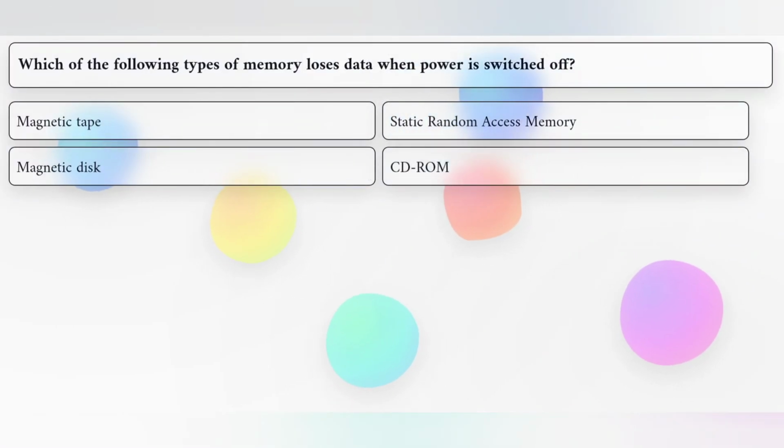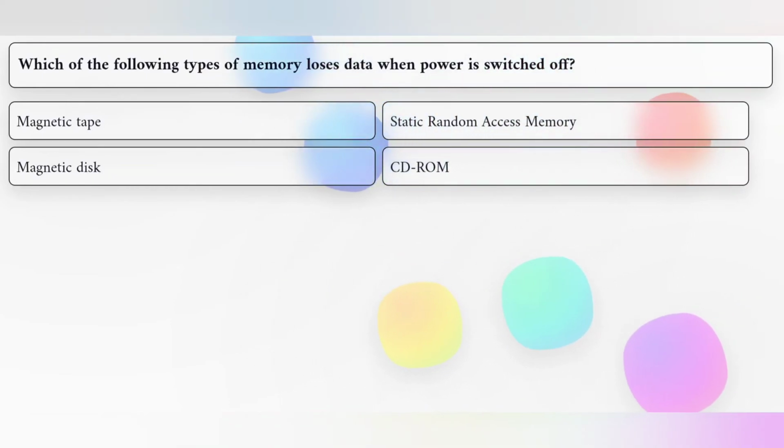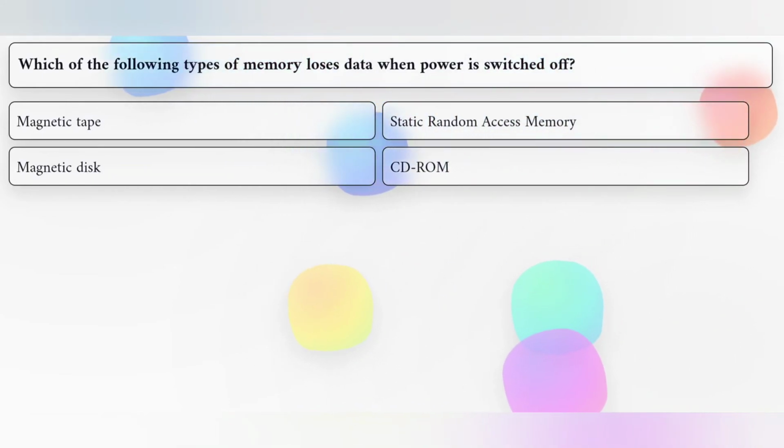Which of the following types of memory loses data when power is switched off? Magnetic tape, static random access memory, magnetic disk, CD-ROM.